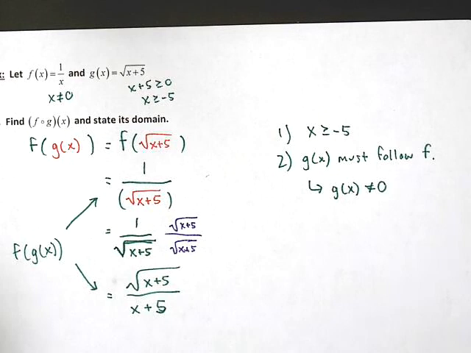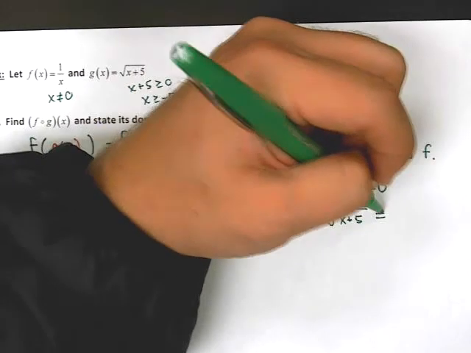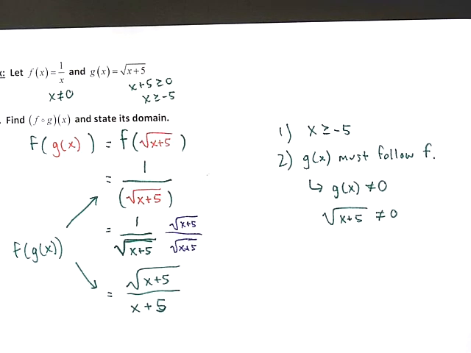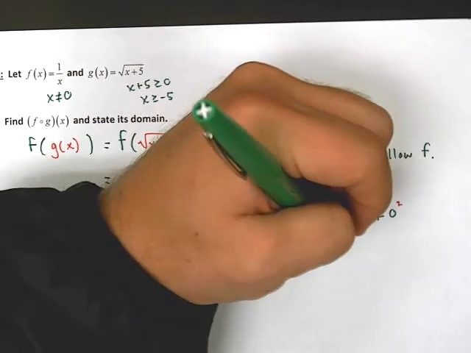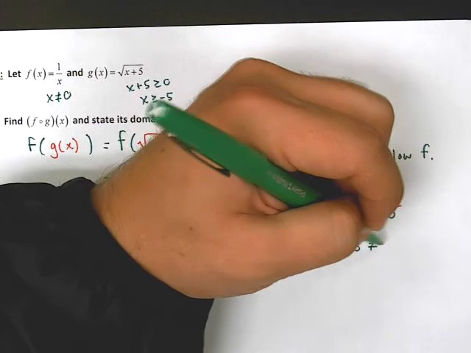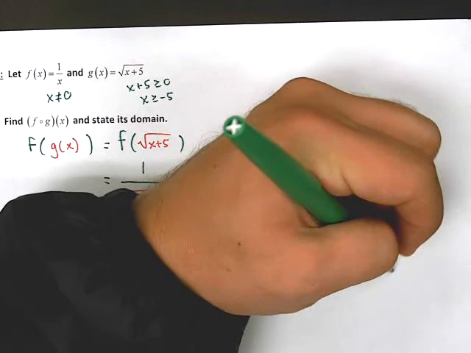When I replace g of x with square root of x plus 5, well, this is pretty nice. How would I solve this? Right? Wouldn't I just square both sides? So this would become x plus 5 is not equal to 0. Lastly, x cannot equal negative 5.